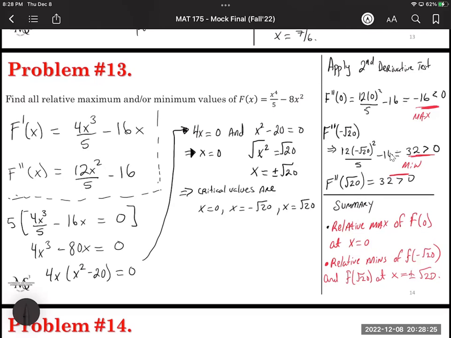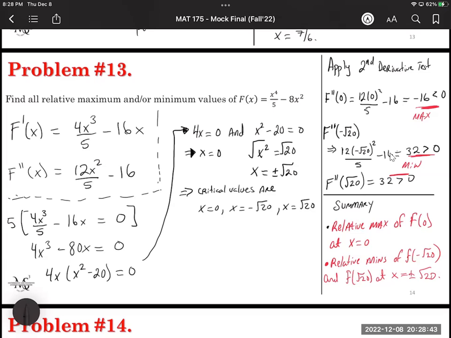Absolute means that when you look at a graph on a particular closed interval, you can have the smallest and largest values. It doesn't necessarily have to happen at your critical values, they can happen at the endpoints.